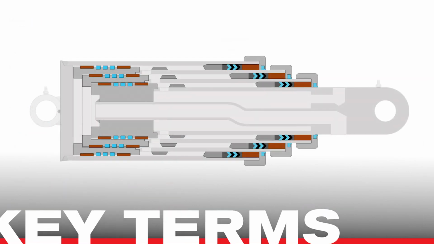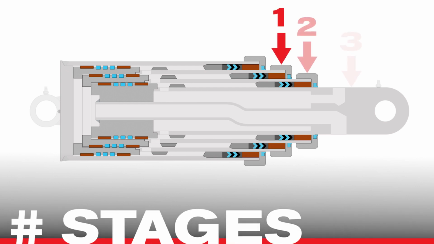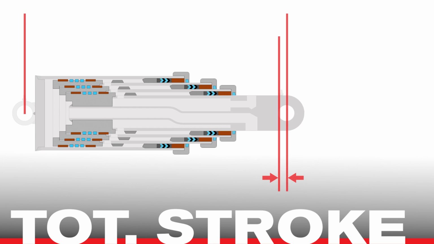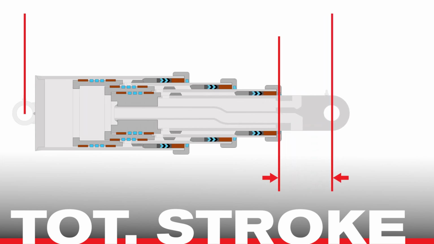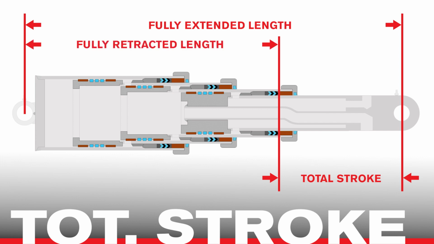Let's quickly review the key terms described in this video. Number of moving stages refers to each section that moves in relation to the main barrel. This tool has the option to select 2 to 5 stages. The total stroke of a telescoping hydraulic cylinder length is the difference between the fully extended length and the fully retracted length. It is the sum of the stroke lengths of each individual stage.